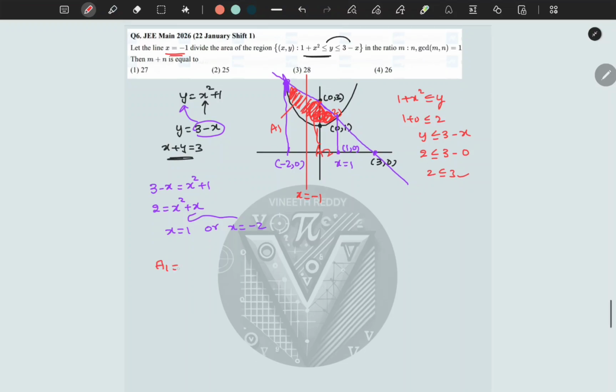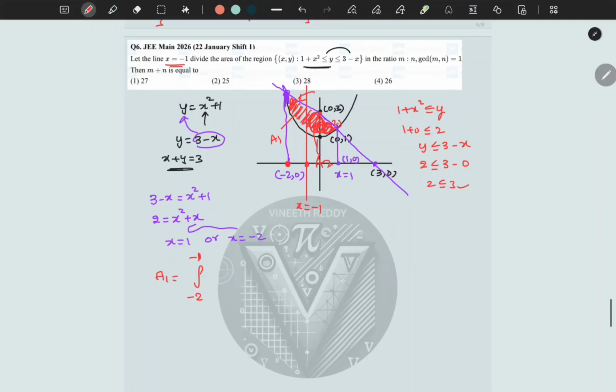So how do you find A1? I think it is very simple. A1 is now, since we are integrating with respect to x, the limit of x should be from -2 till -1. So -2 till -1, and the upper curve is this. So what is the upper curve? It is 3 minus x, and the lower curve is this part, which is again y dx. So it should be x square plus 1. I hope this is clear.